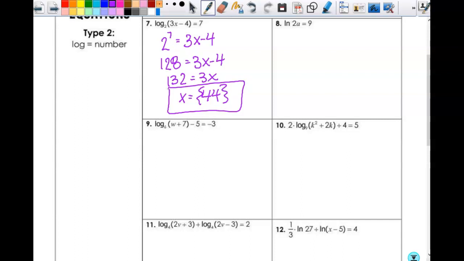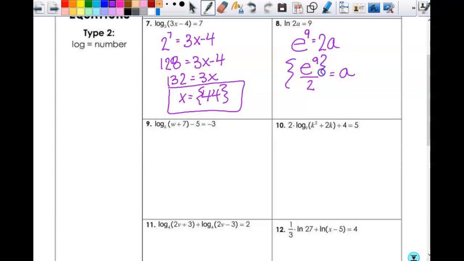All right, so let's look at number 8. I have a single log equals a number, right? What is the base here? E. So I'm going to take e to the 9th power equals 2 times a. Do you know what e to the 9th power is? No. Do I substitute in 2.7? No. And we don't have a calculator. I don't want to just leave this. It's going to stay e to the 9th, but I still have to solve for a, so what do I do? Divide by 2. So I get e to the 9th divided by 2 equals a.